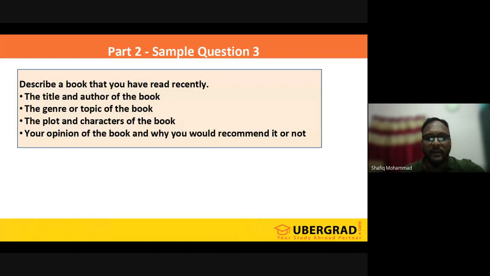For example, in part two, you may get: describe a book that you have read recently. So you can speak a little bit about the title and the author who wrote the book, then the genre of the book, the plot and the characters of the book, your opinion of the book, and why you would recommend it to anyone to read.